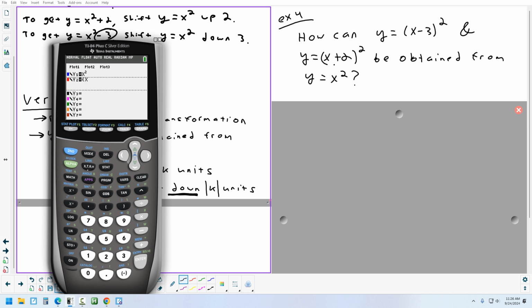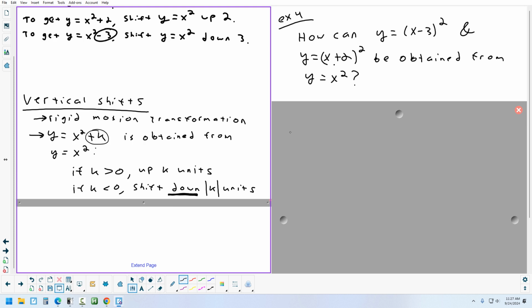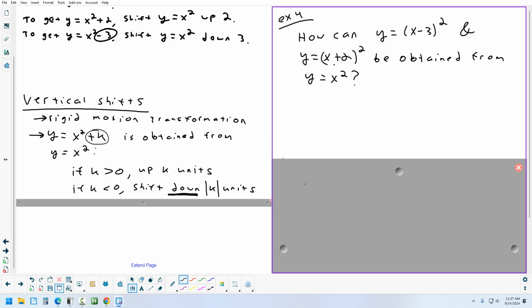So when I do x -3 and square it, that is going to go to the right 3 units. There's the original, and the red one is the new one, pushed right 3 units. So I can write that down. To get y equals (x -3) squared, shift the original right 3.